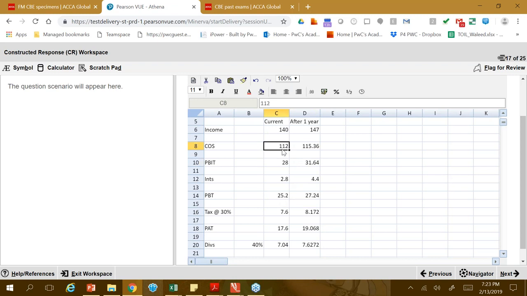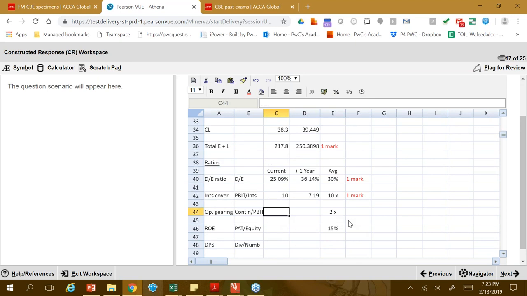Remember, contribution is sales minus the variable cost. So 60% of cost of sales only. So I'll take the C6 minus the 60% of 112. 60% of 112. So C6 minus 60% of 112. This will give us our contribution.